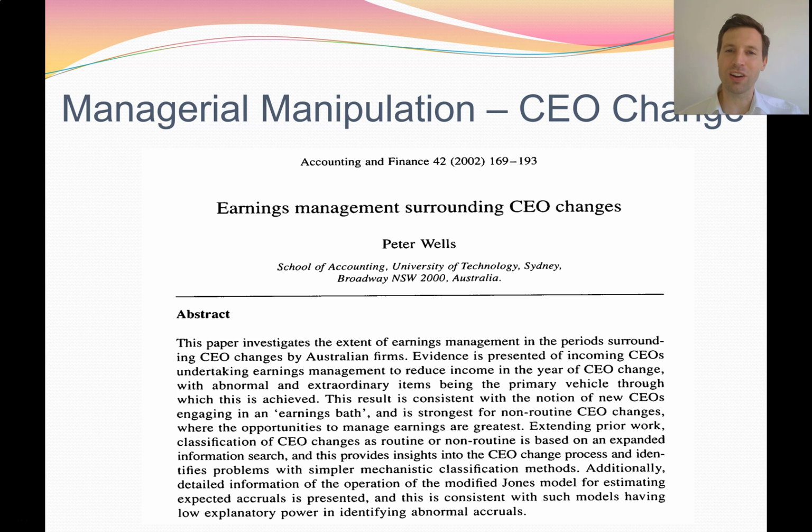Because they've brought all their expenses forward this year, they report a much reduced profit. Next year, they've got less expenses and they can report a higher than expected profit and show off how much of a good CEO they are.